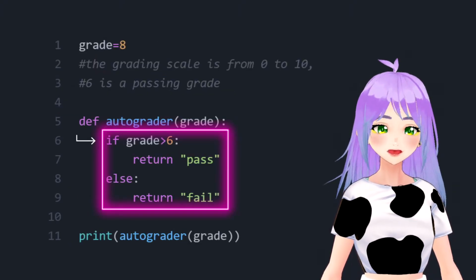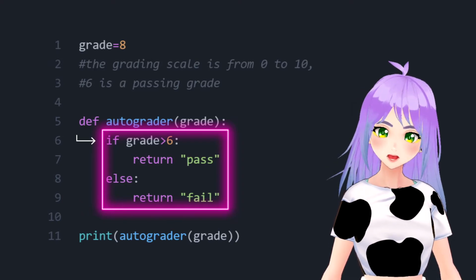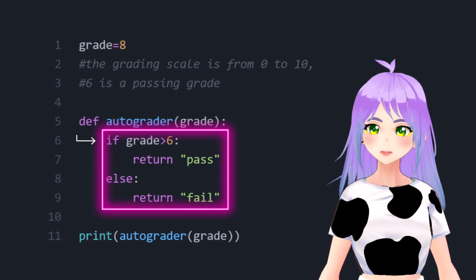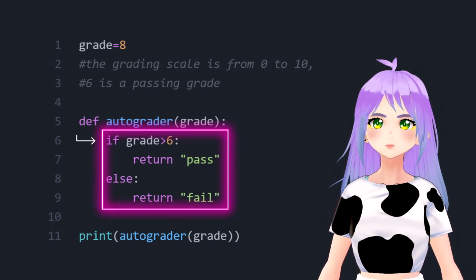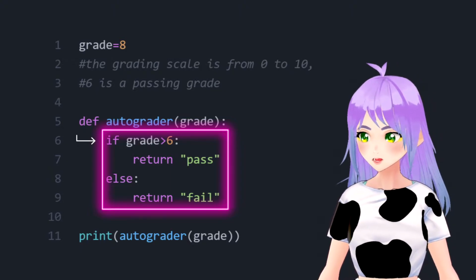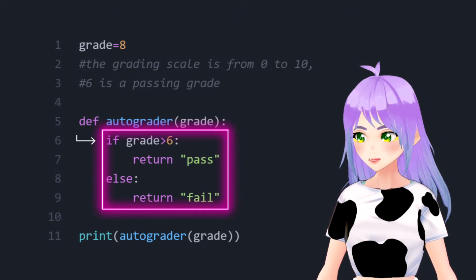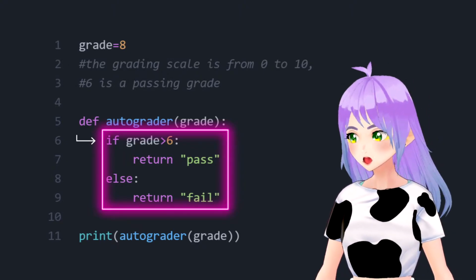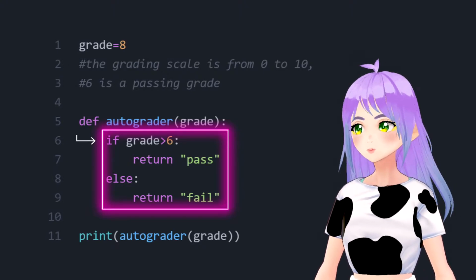When we pass our previous chart into code, it would look like this. We first define a function named autograder with a grade as an argument, and we write if grade is bigger than 6, return pass, and else return fail. And then we're going to print our grade.